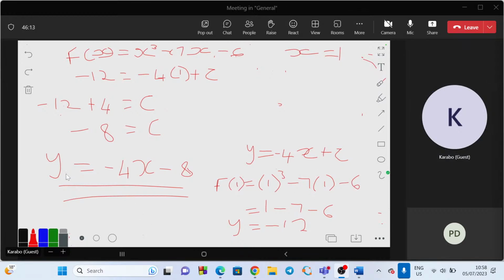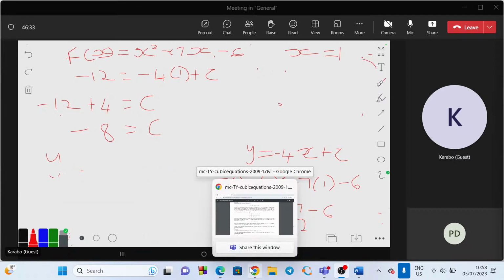Alright, let me check. Okay, y equals, you got minus 4x minus 8, that is fine. So now you did it correctly. Let me give you one more. So now if you have a question that asks you to find a tangent at that graph, it does not necessarily mean that it has to be x cubic.